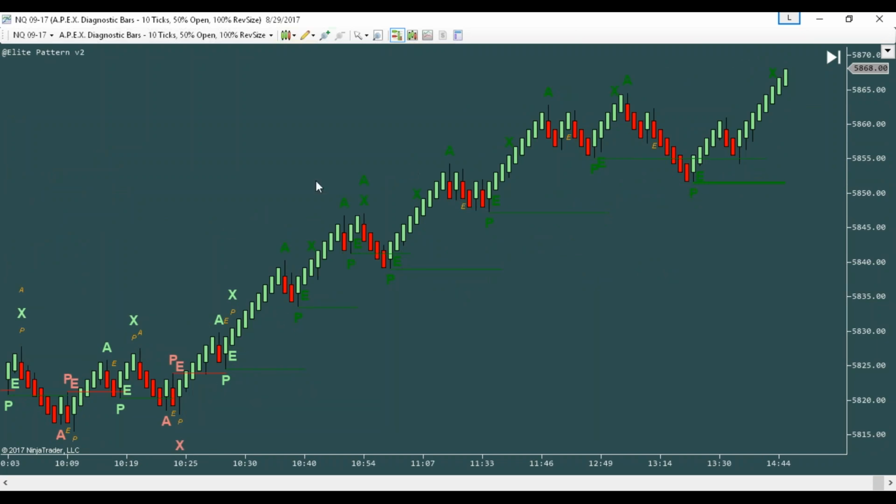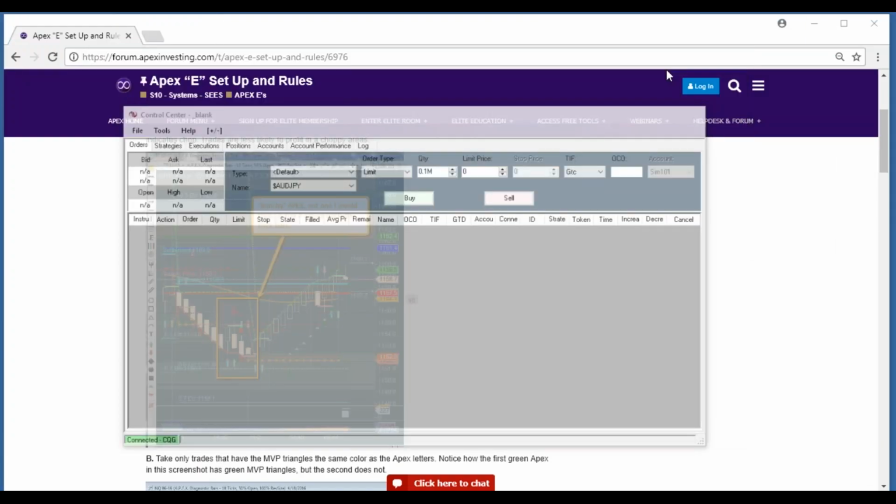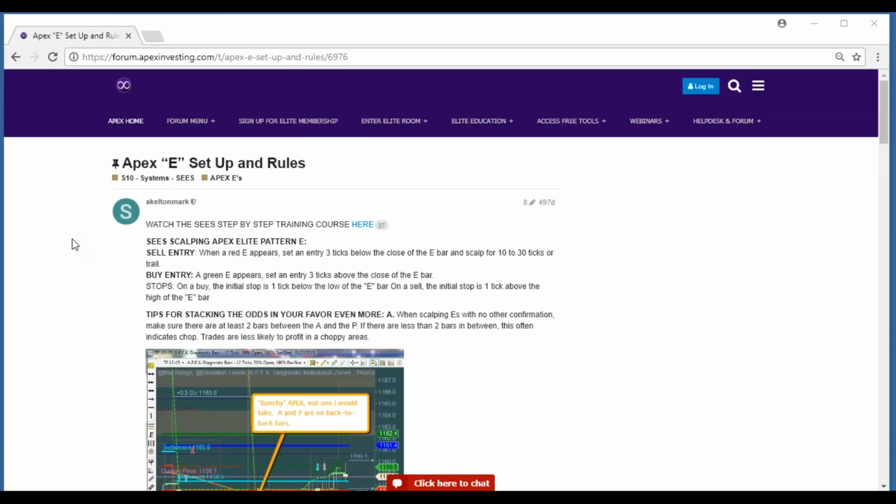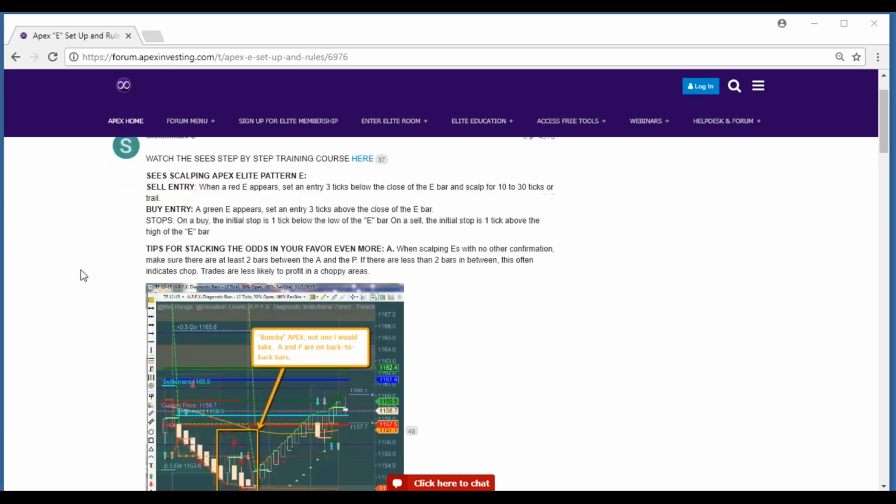Make sense? And so on those E's, we're looking for entries 3 ticks above the E with everything else setting up just right. In a nutshell, does everybody get that? A, P, E. The X is when the market has gone past the level of the A. So what are some ways to trade that? Well, scalping with the apex pattern E's. When a red E appears, set an entry 3 ticks below the close of the E bar and scalp for 10 to 30 ticks or trail it.